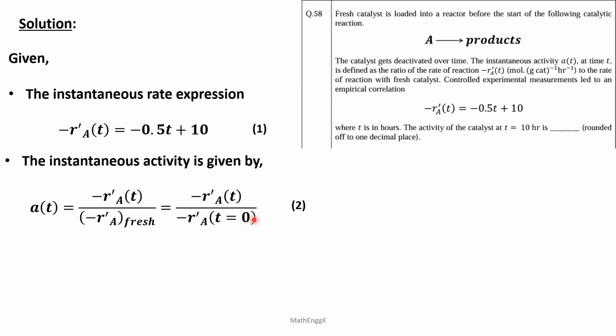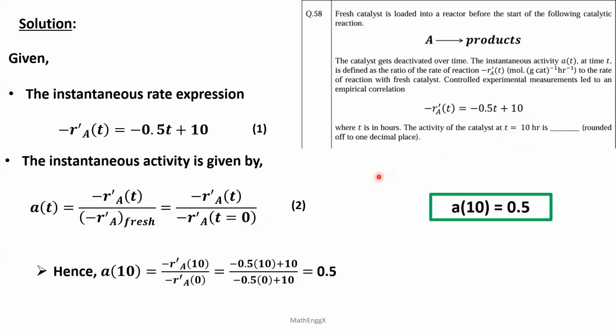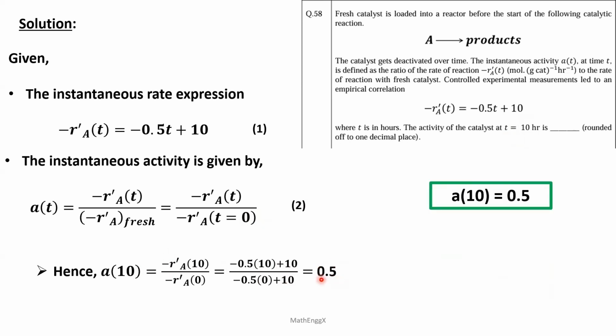From the given instantaneous rate expression, we substitute the values of t as 0 and 10, where 10 is the time at which the activity of the catalyst is required. So we get activity as minus 0.5 times 10 plus 10 divided by minus 0.5 times 0 plus 10, which is basically 0.5. So hence the correct answer to this question is 0.5.